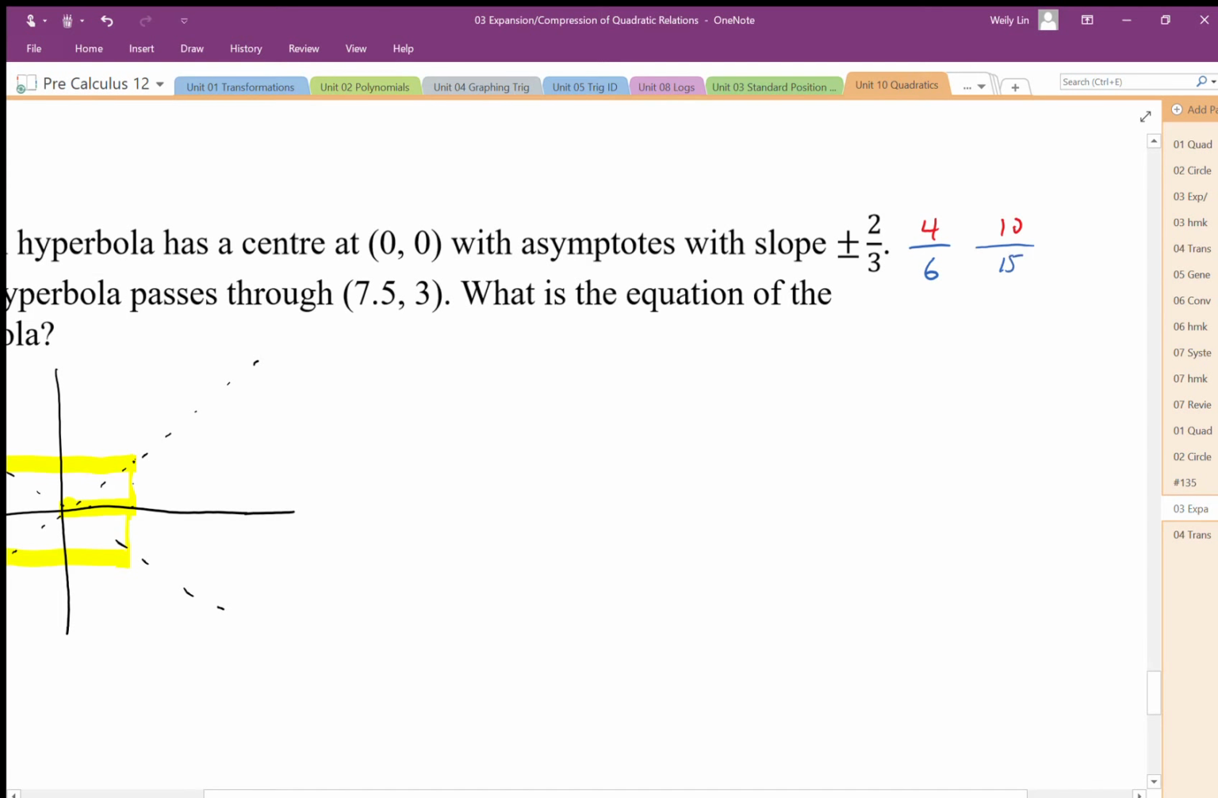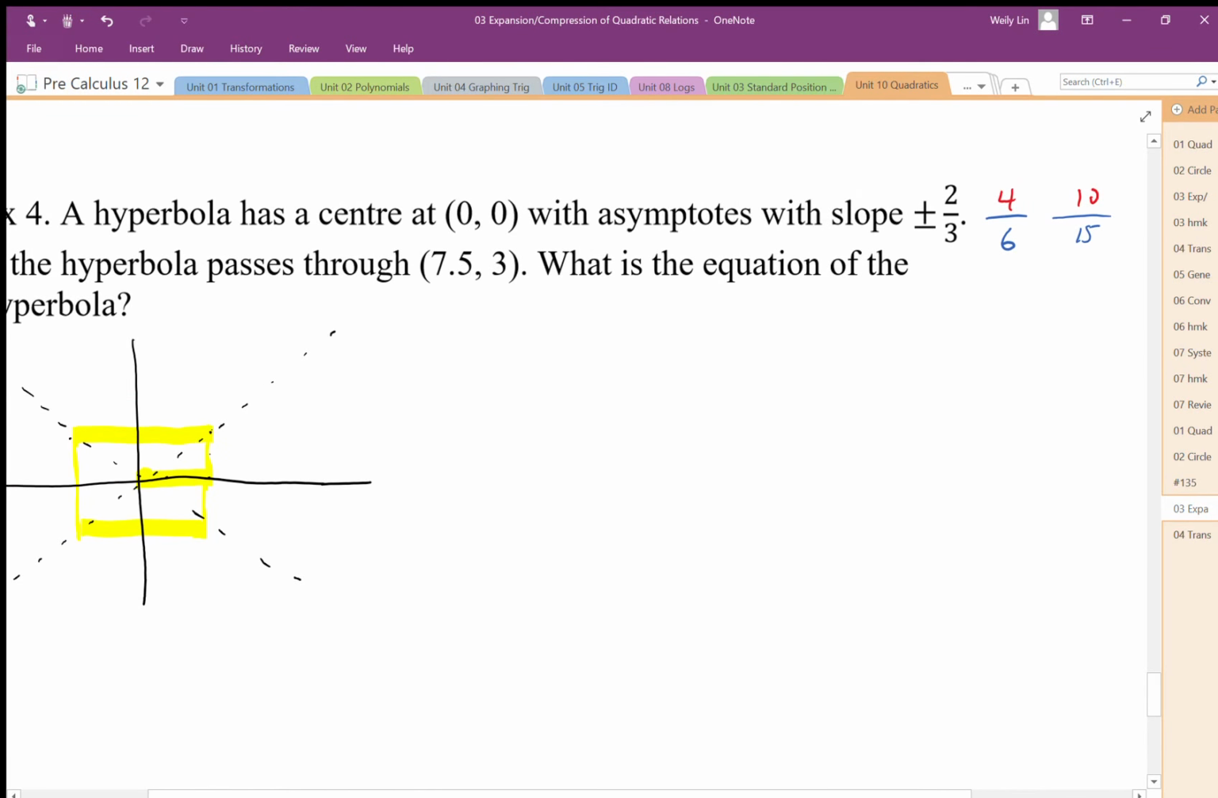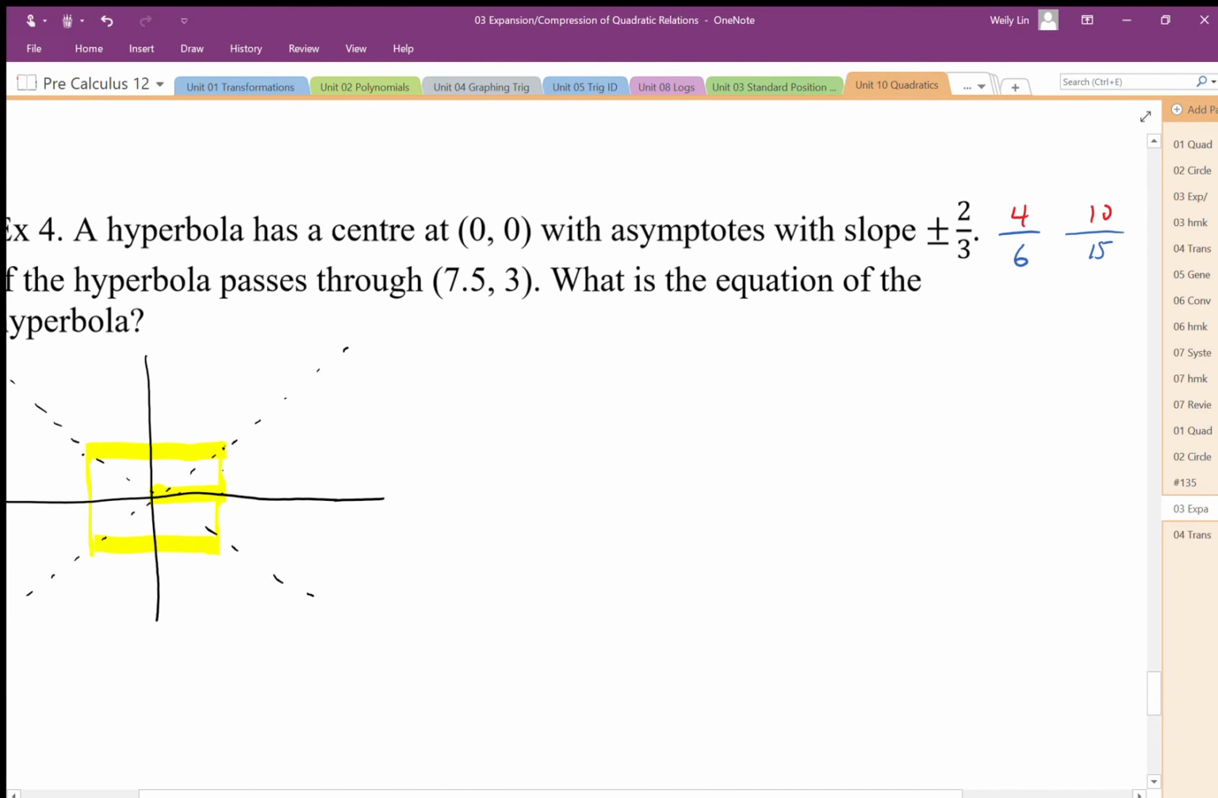So we don't actually know the actual values of A and B. We just know the ratio of A and B. The A and B ratio is 2 to 3, but that does not necessarily mean that B is 2 and A is 3. That's very important to note. We can't make that assumption.